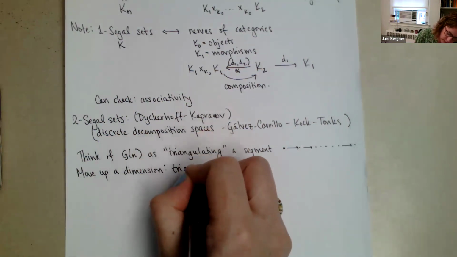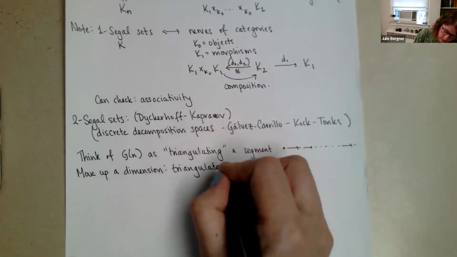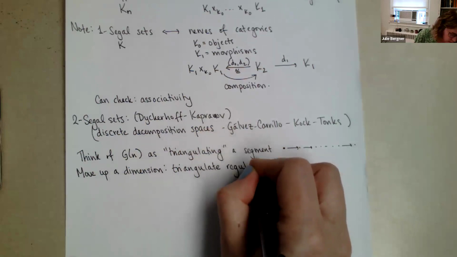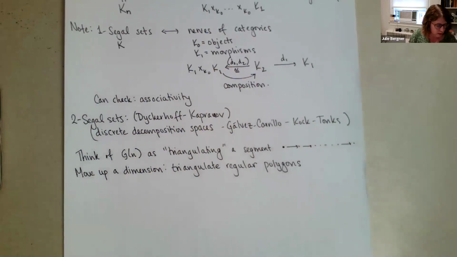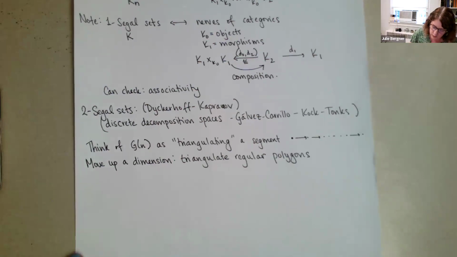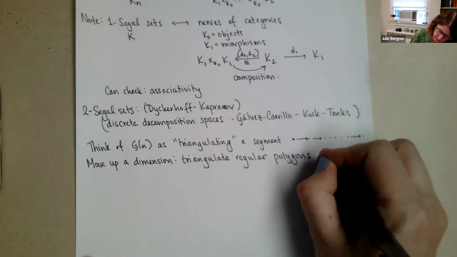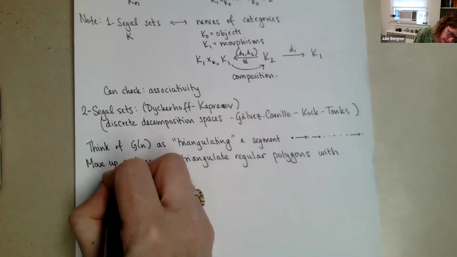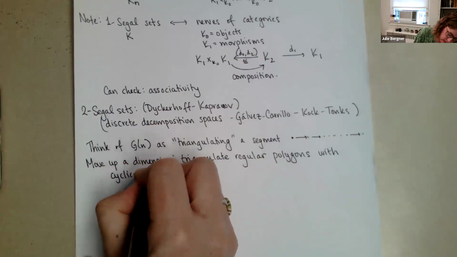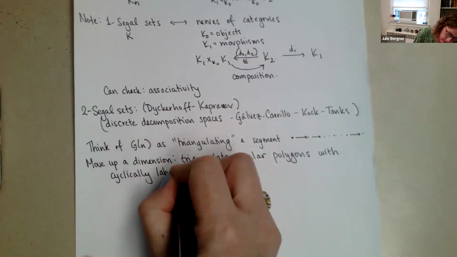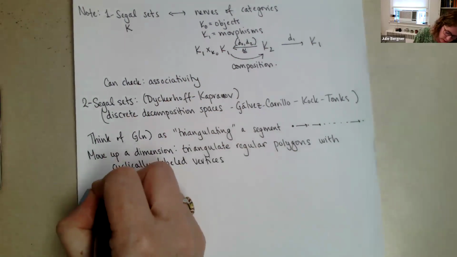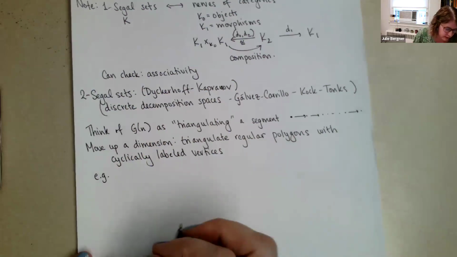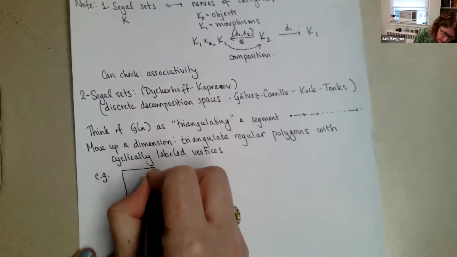And we're going to triangulate regular polygons. While we're going to assume they're regular, we're also going to assume, with cyclically labeled vertices, just as a convention. So our first non-trivial example is when we have a square.